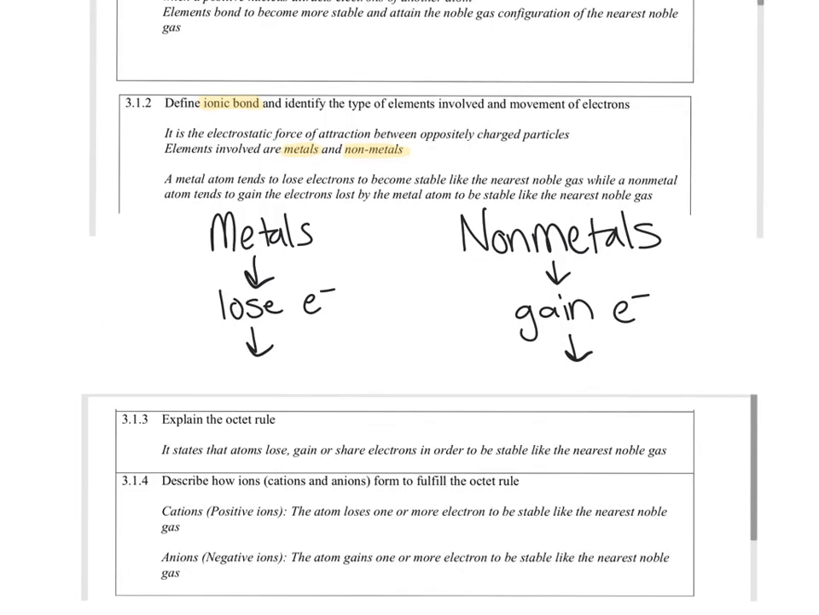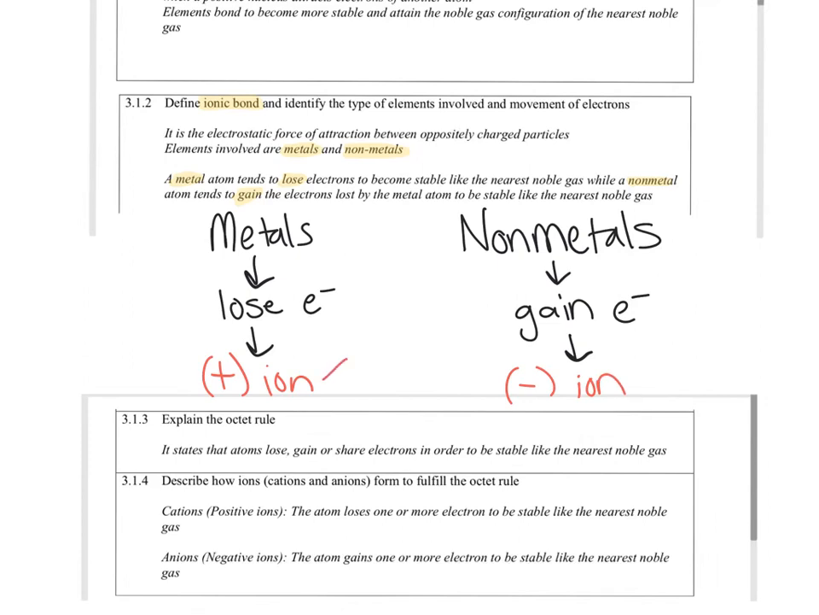Now, metals, they lose electrons. Metals, they lose electrons when they react, okay? And non-metals, they gain electrons. Very important information. Non-metals, they gain electrons. All right, so if a metal is going to lose electrons, it's going to form a positive ion. And if a non-metal is going to gain electrons, it's going to form a negative ion. Okay, positive ion, negative ion.